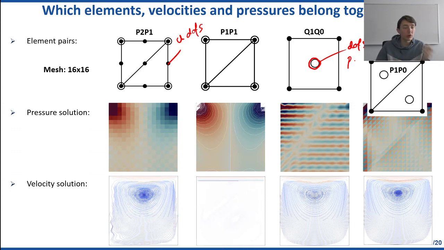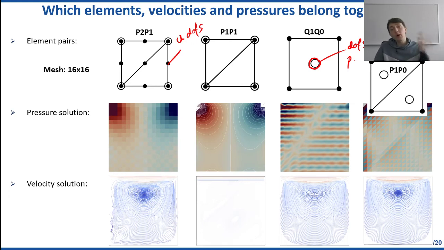So we have a whole bunch of choices here, and this comes back to this mixed method, right? We're trying to solve for two fields, a velocity field and a pressure field. So we're going to have to use a mesh and elements and shape functions for the velocities, and we're going to have to use mesh elements and shape functions for the pressures. And of course we can combine these in a whole bunch of different ways.